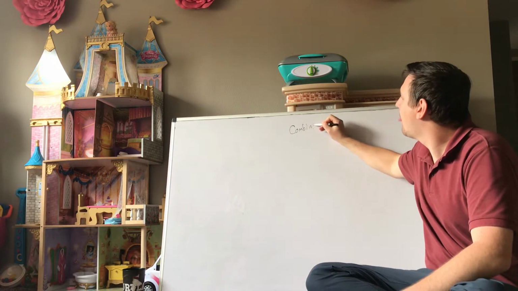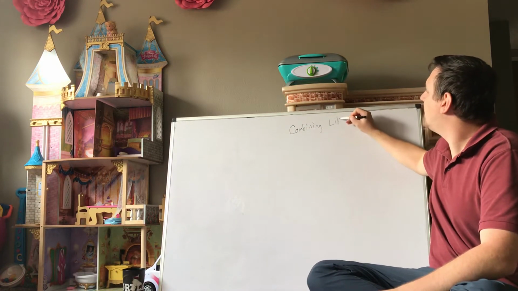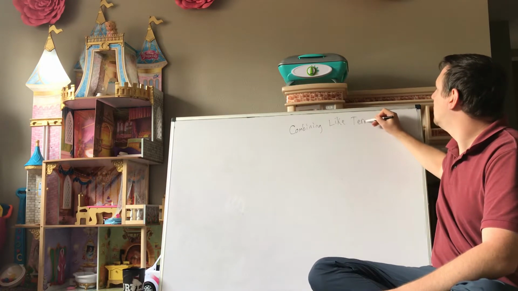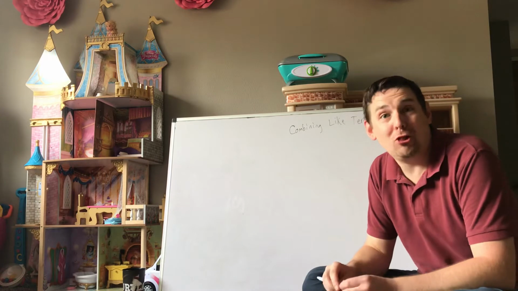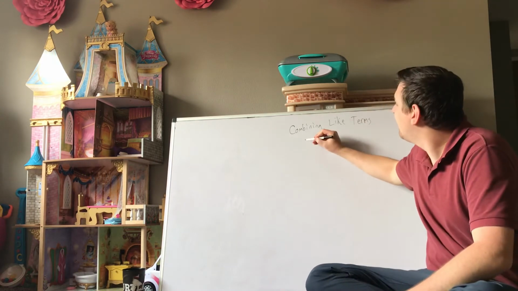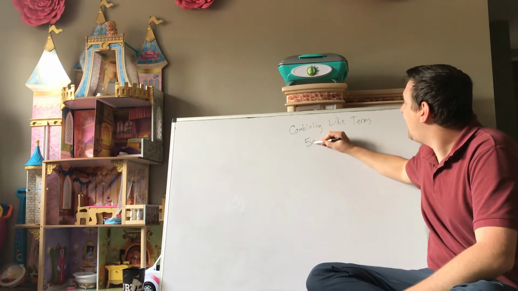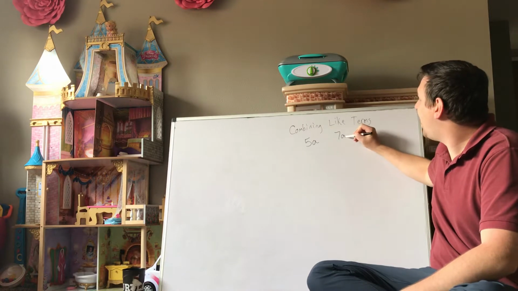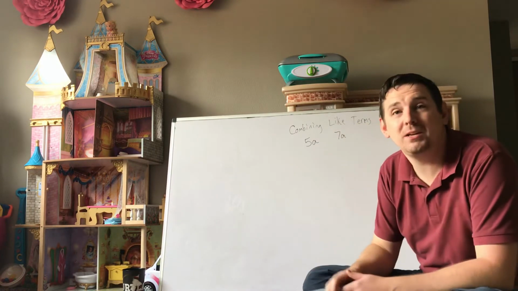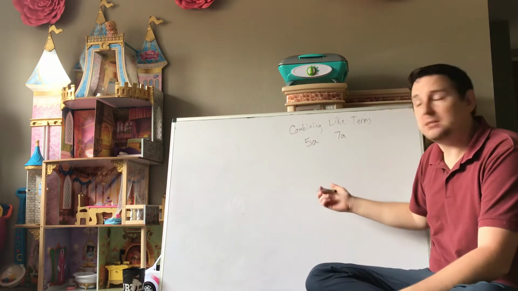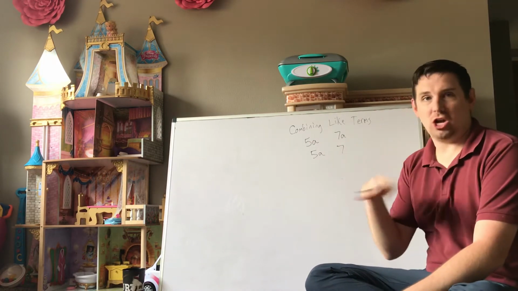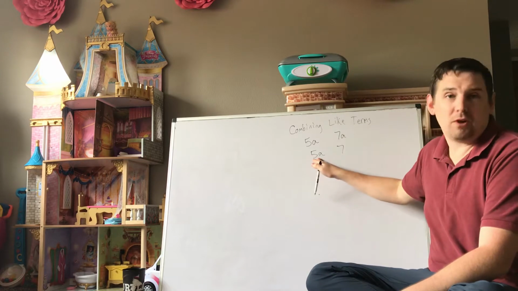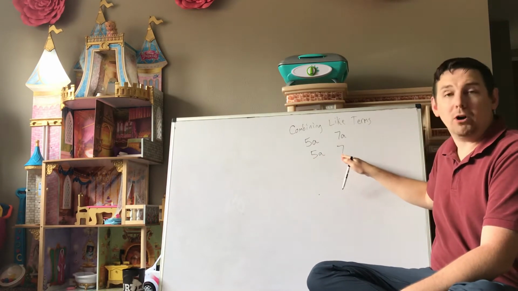Combining like terms. What is a like term? A like term is something that looks like the other thing. So like 5a and 7a are like terms because they're both a's. 5a and 7, not like terms. Those are apples or a's, and that's just a number. Okay?